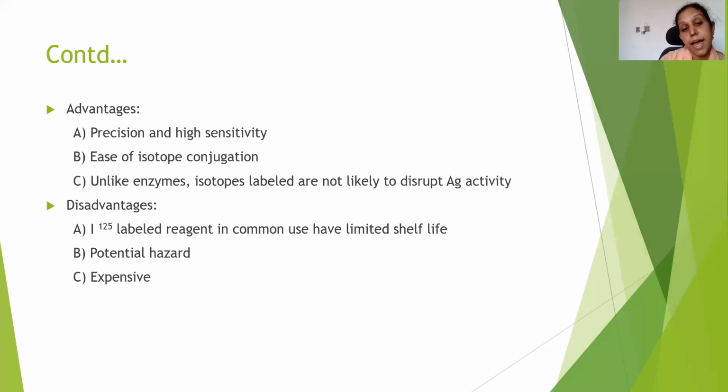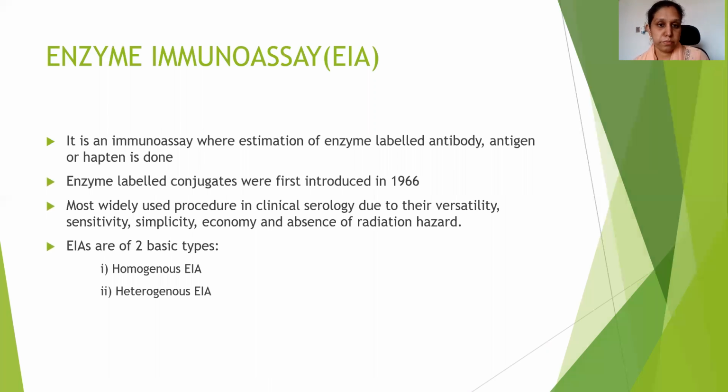So what are the advantages? Its precision and high sensitivity. It has ease of isotope conjugation. Unlike enzymes, isotope labels are not likely to disrupt the antigen activity. Disadvantage: iodine 125 labeled reagents in common use have a limited shelf life. It is hazardous and it is expensive. That's why we are not using this at present.